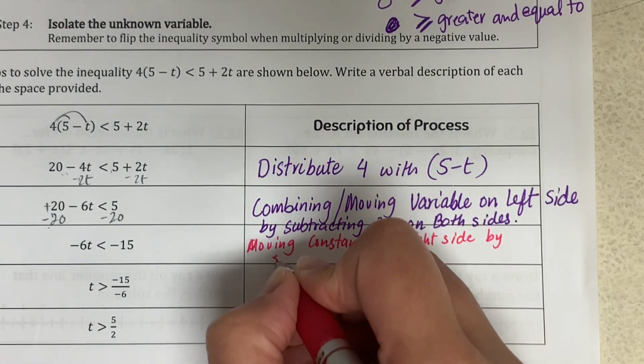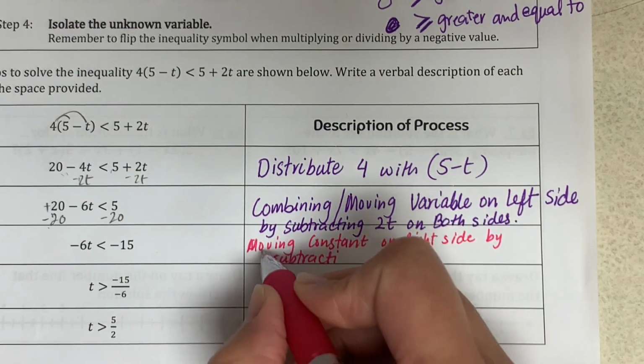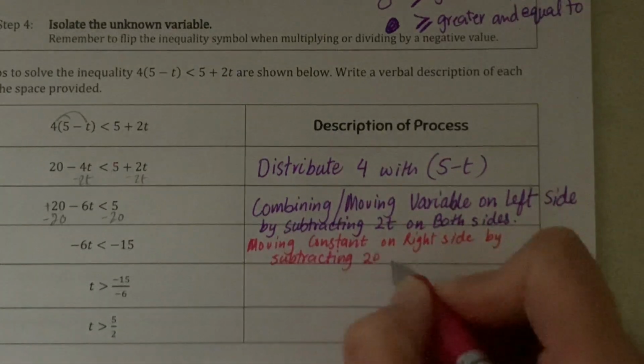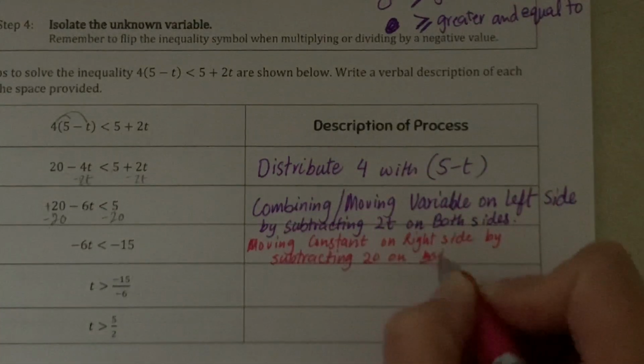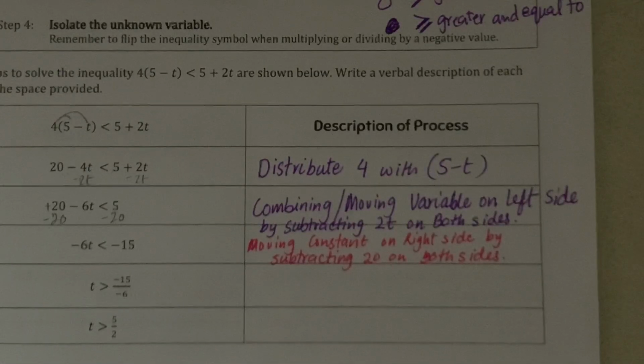By subtracting. When we write our steps, we actually describe what exactly is happening. Moving the constant on the right side by subtracting 20 on both sides. And if you notice, I did it on both sides, so it needs to be done on both sides.